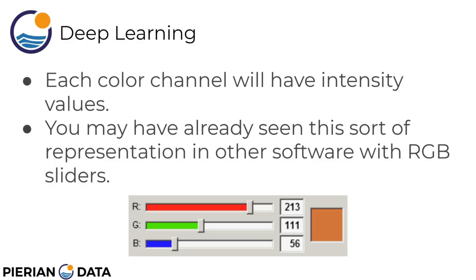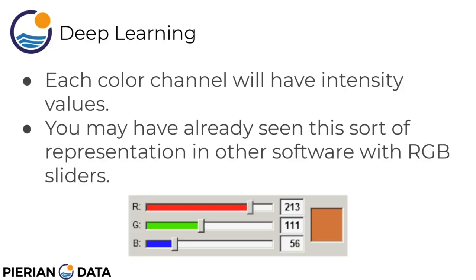Now each color channel will have intensity values, and you've probably already seen this if you've ever worked with representation of color pixels in other software, with RGB sliders. So here we have RGB sliders, and essentially we choose some value between 0 and 255 for red, green, and blue, and you mix them together as if they were paints, and you get some sort of color out. The main idea is that these colors can be represented as a mix between red, green, and blue.